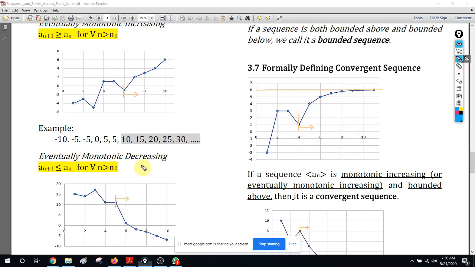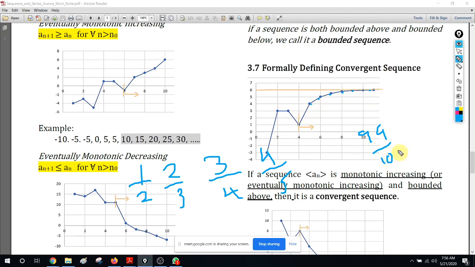So remember, half, 2/3, 3/4, 4/5, and you can see it is getting closer and closer to 1, but it is never going to go beyond 1, because after some time 99/100 is still closer to 1, 999/1000. Now we can see it's getting closer and closer to 1, but it is never going to cross 1, right? So obviously, you can see this is a convergent sequence.